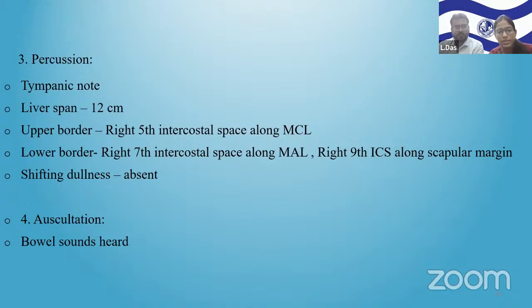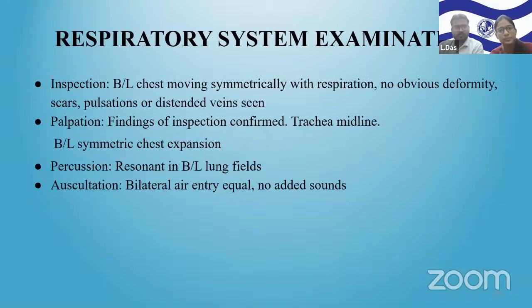Upper border of liver was palpated at right fifth intercostal space along mid-clavicular line, while the lower border was at the right seventh intercostal space along the mid-axillary line and right intercostal space along the scapular line. Shifting dullness was absent. On auscultation, bowel sounds were heard.